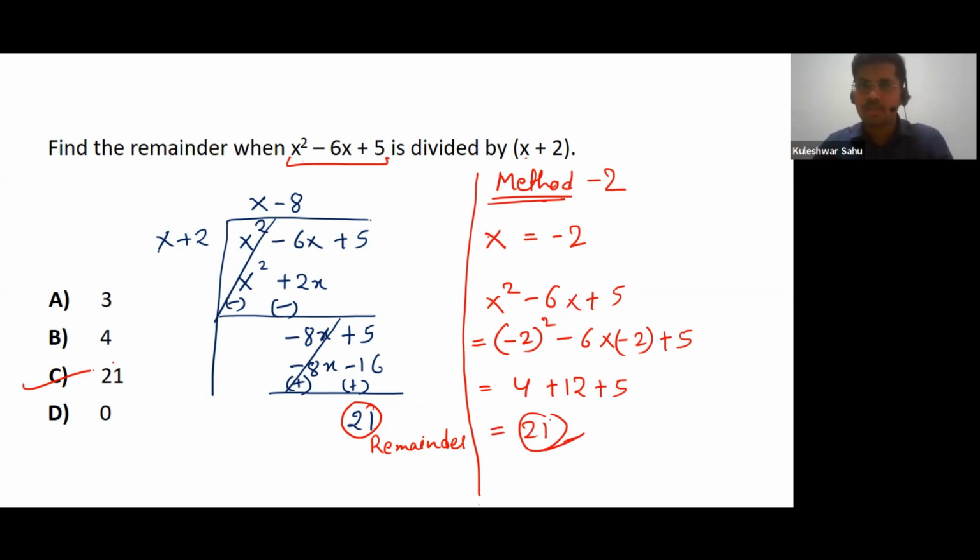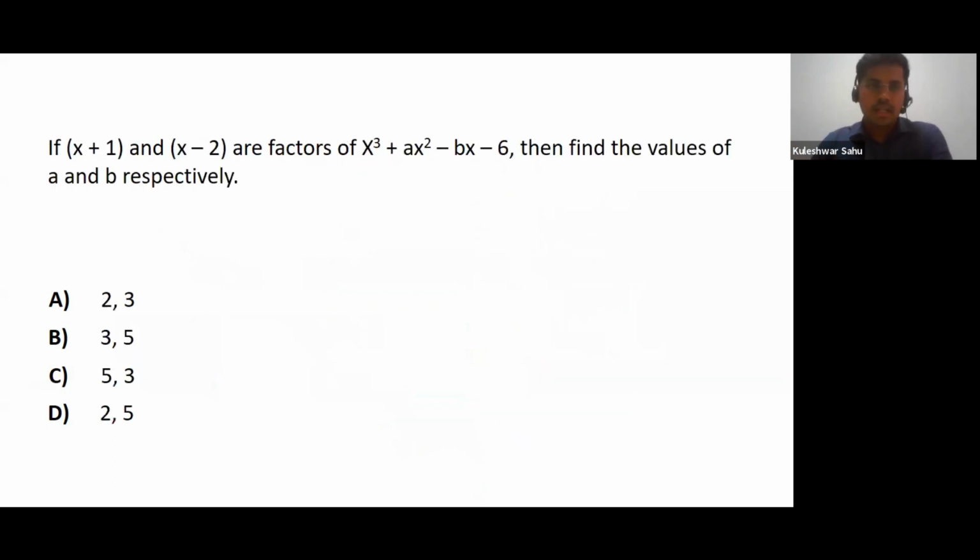Method 2 is way simpler because we just need to put the value in the given expression and get the answer. Let's move to the next question. If x plus 1 and x minus 2 are the factors of x cube plus ax square minus bx minus 6, then find the values of a and b respectively.